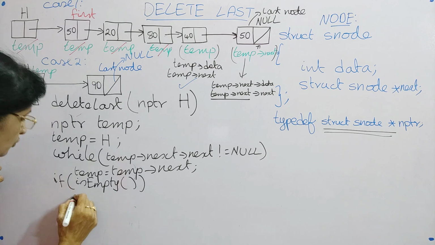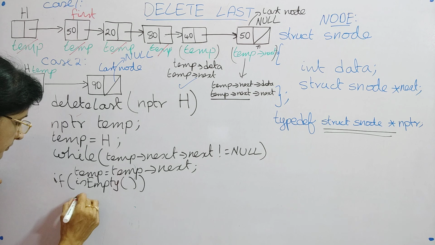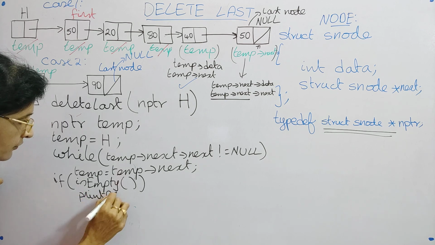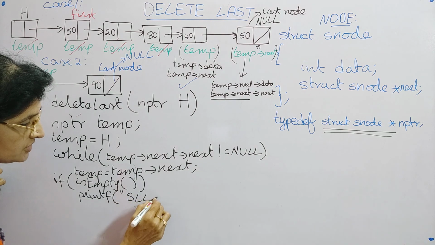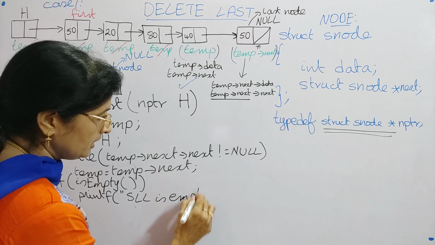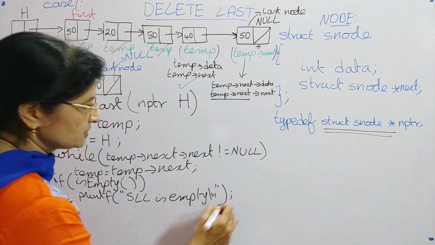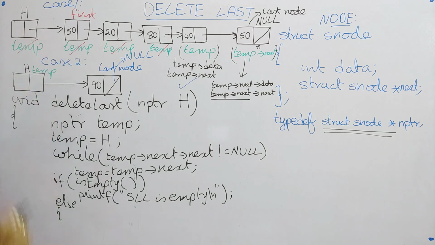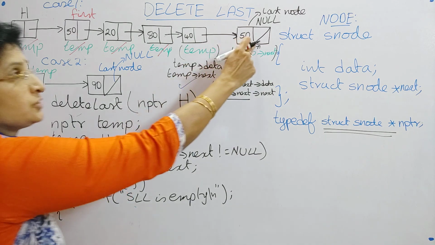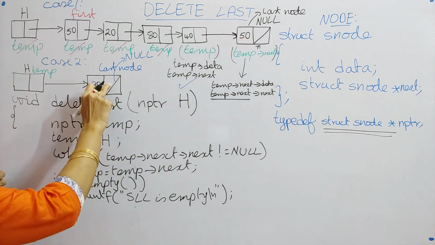So if this condition is true, I will give some message with printf: singly linked list is empty. I am just giving a simple message. Next, what am I trying to do? Now if the list is not empty, there can be these two cases. Here we have two different cases. So what we have to do now is delete this node in this case, and delete this node in this case.